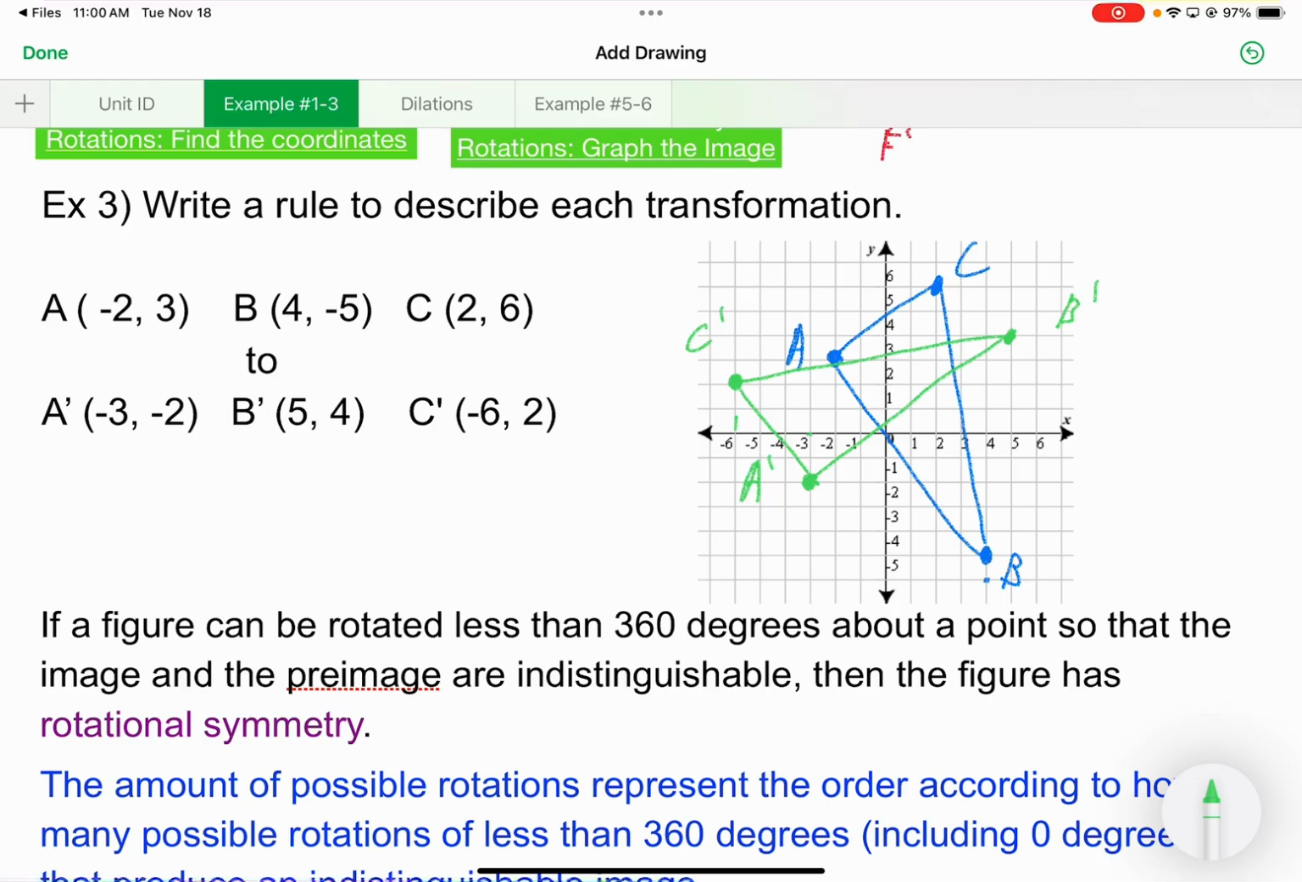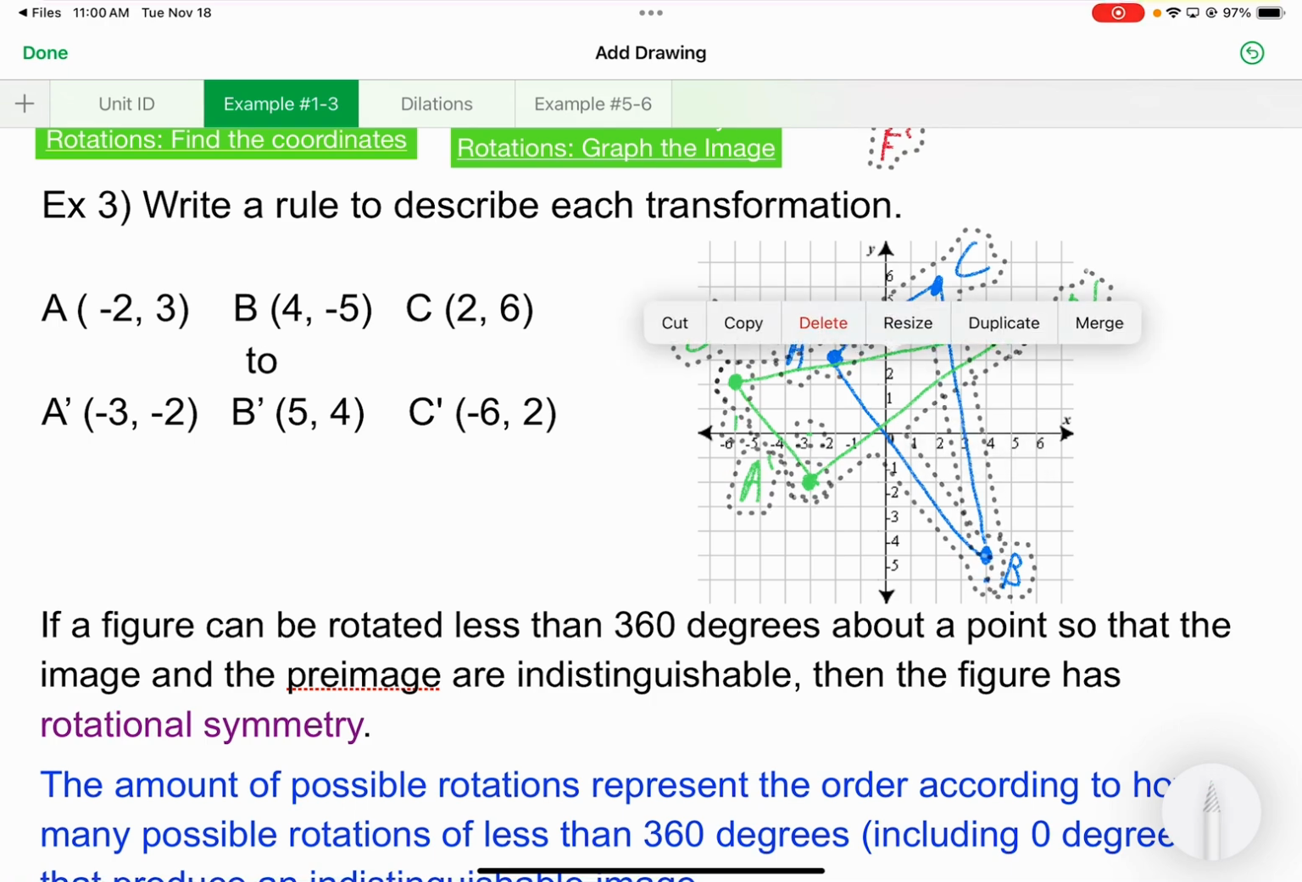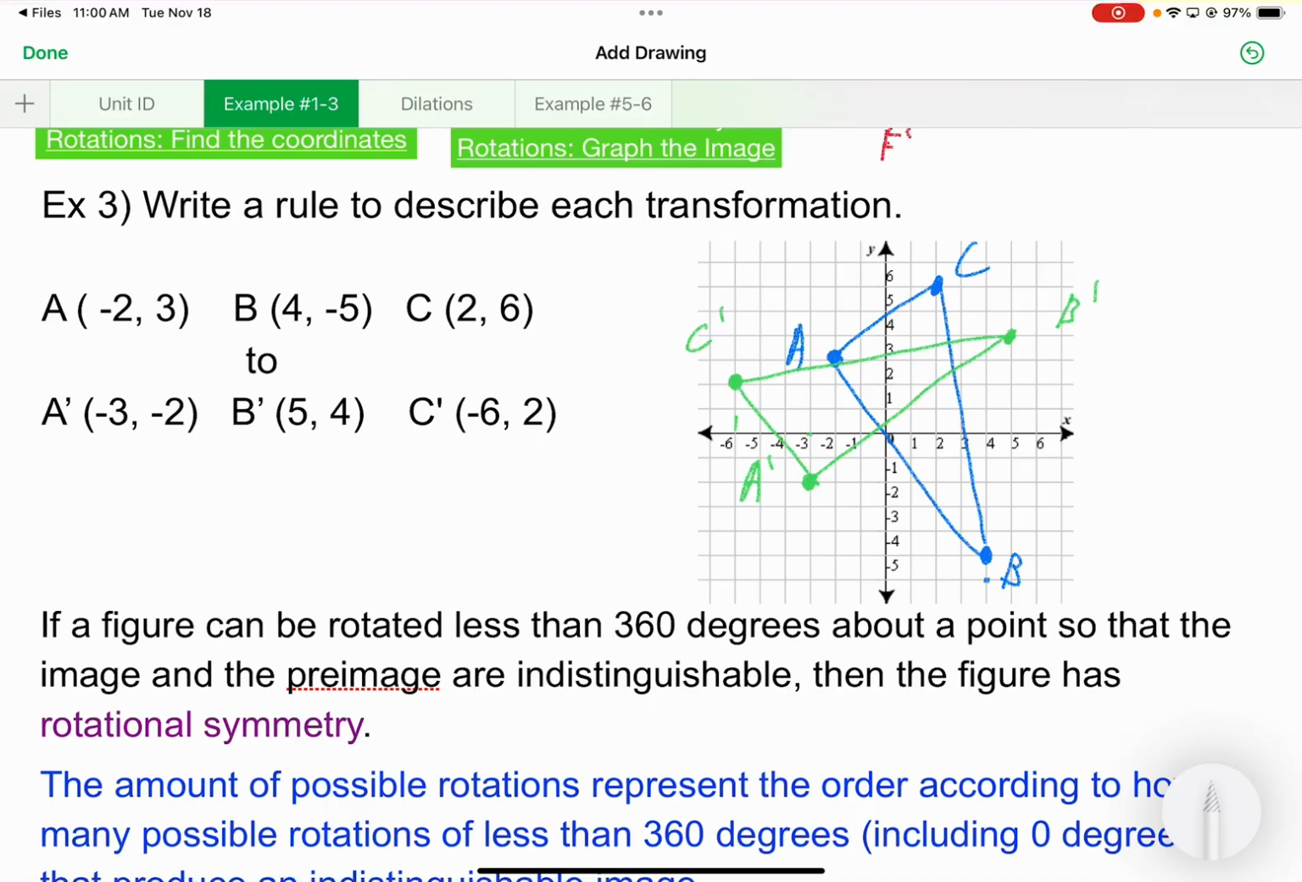90. 90 clockwise? 270 what? Well, I would say this. If I'm rotating this blue triangle, if I'm not demanding which way you guys go, clockwise or counterclockwise, I'm looking at what way is it closest.